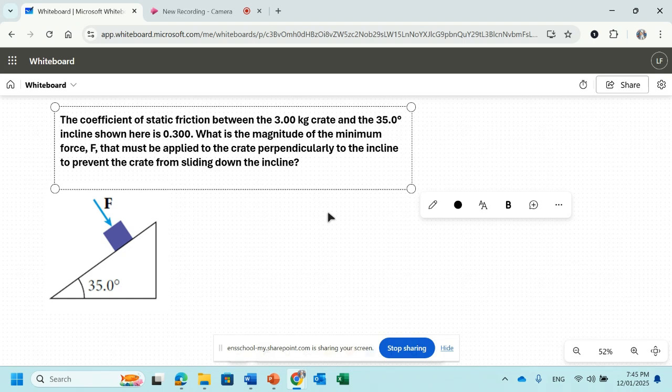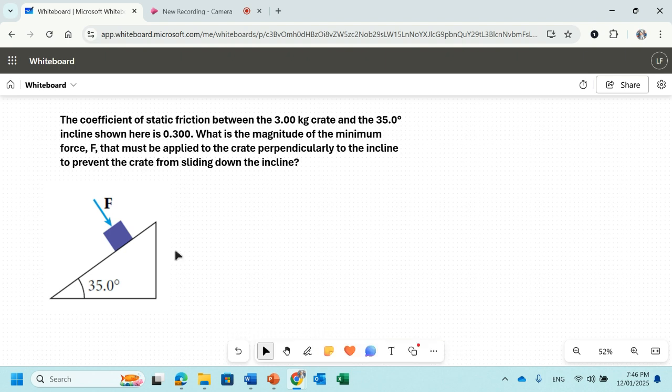So the question is: the coefficient of static friction between the 3 kilogram crate and the 35-degree incline shown here is 0.3. So this is the coefficient of static friction. What is the magnitude of the minimum force that must be applied to the crate perpendicular to the incline to prevent the crate from sliding down?